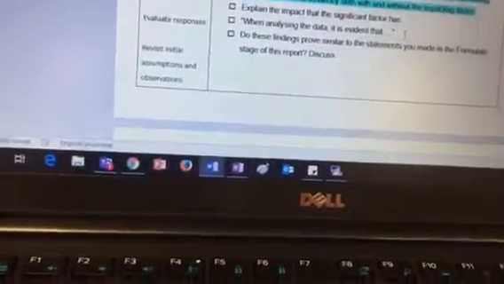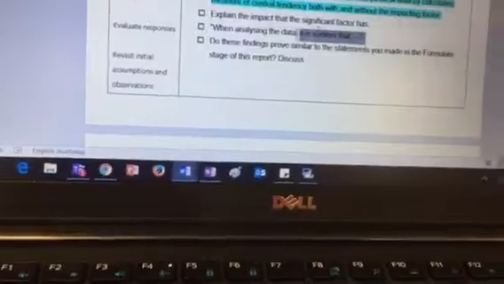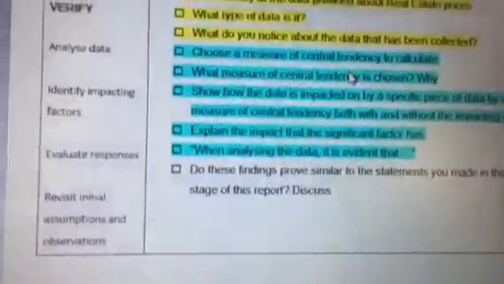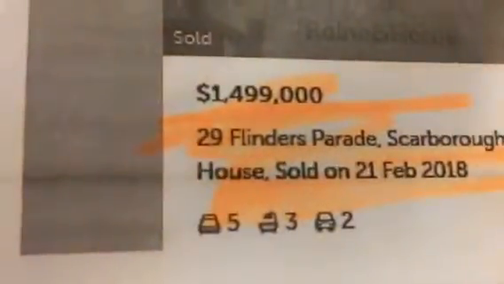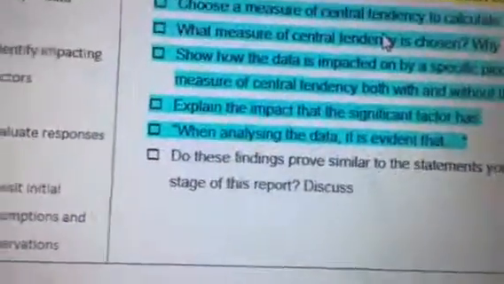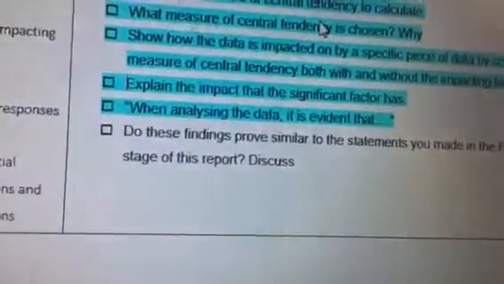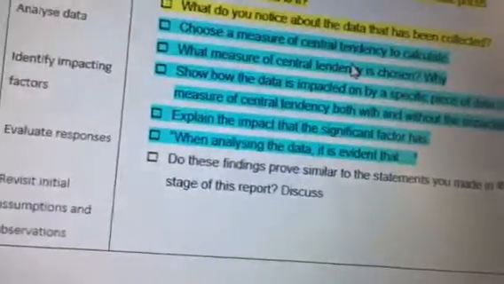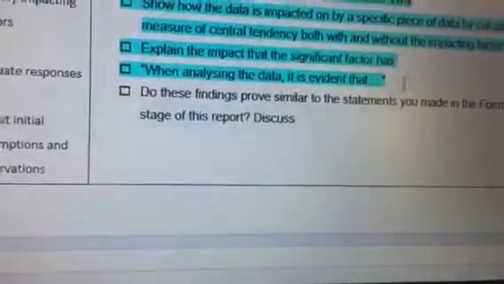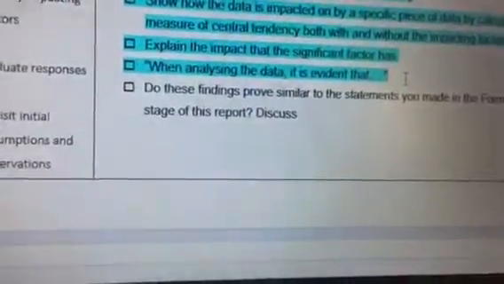Okay, so that's the big part of this. Explain. These two kind of go together. Explain the impact that the significant factor has. The significant factor is the very expensive house, which you know has another word that starts with O. Okay, when analysing the data, it is evident that, which central tendency is mainly affected. Okay, this one here, I guess, is your conclusion, really.